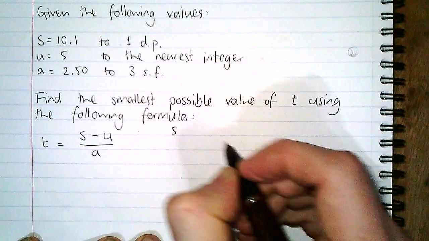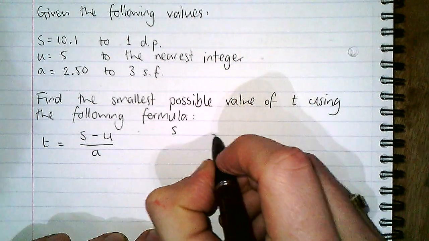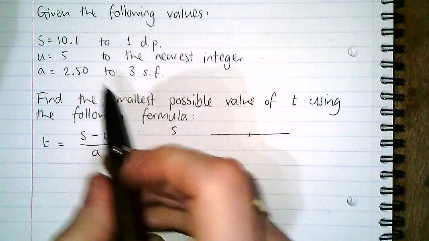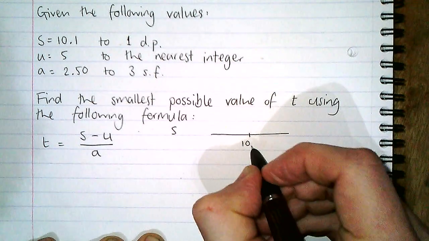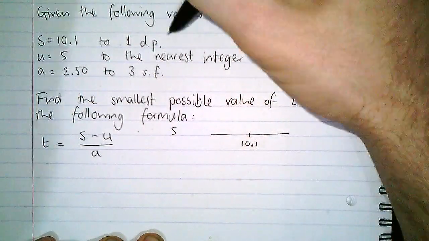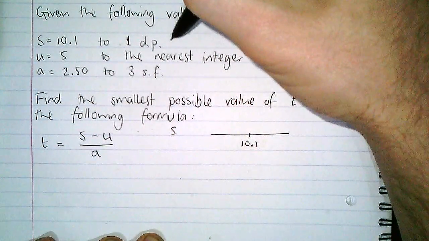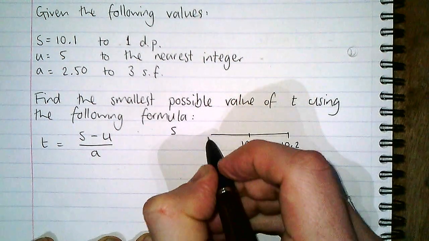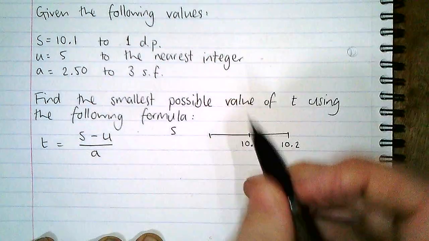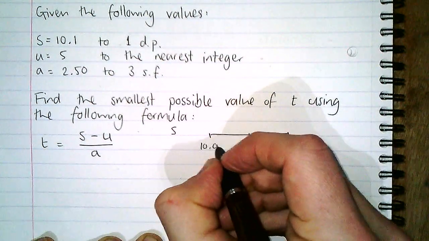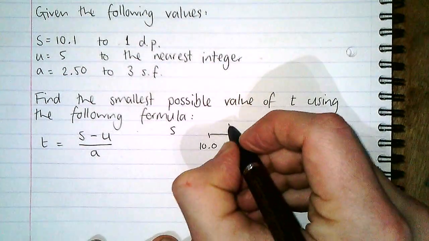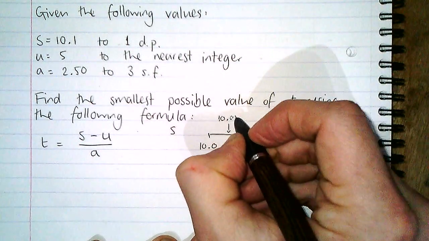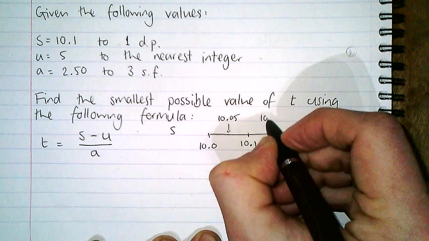So I'm going to put s here, and I'm going to draw myself a little line. In the centre of that I'm going to put 10.1, that's the value of s there, 10.1. And it tells us that this has been done to one decimal place. So I'm going to go one decimal place above that, 10.2. And I'm going to go one decimal place below that, so 10.0 or 10. And then my upper and lower bounds are the halfway points in between these, so 10.05 and 10.15.